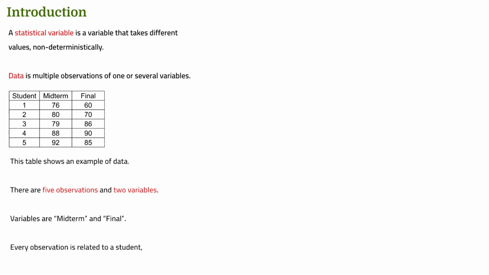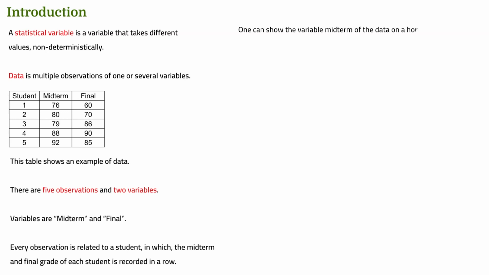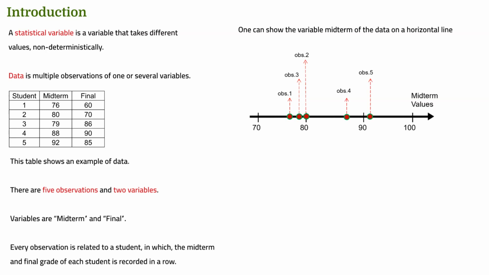Every observation is related to a student, in which the midterm and final grade of each student is recorded. One can show the variable midterm of the data on a horizontal line, as we can see here. Observation 1 is the first red dot, which is between 70 and 80, particularly 76. Observation 2 is 80, the third dot, and every value can be found on this horizontal line.